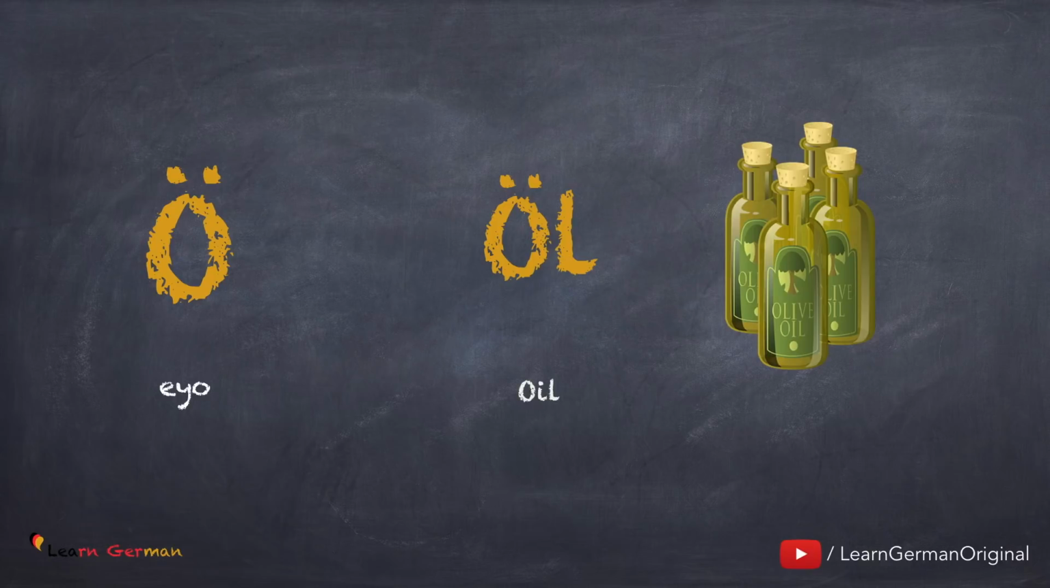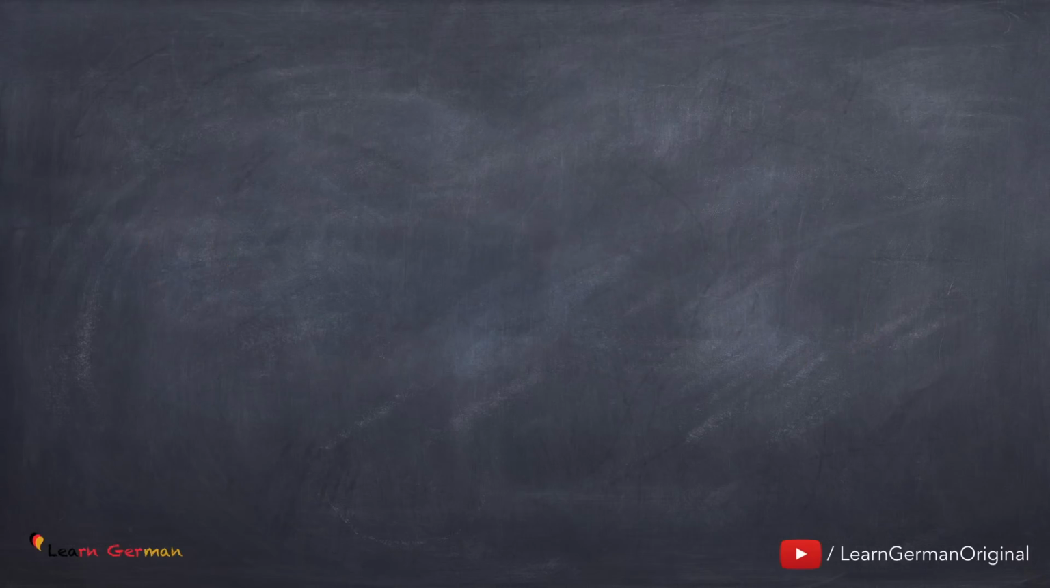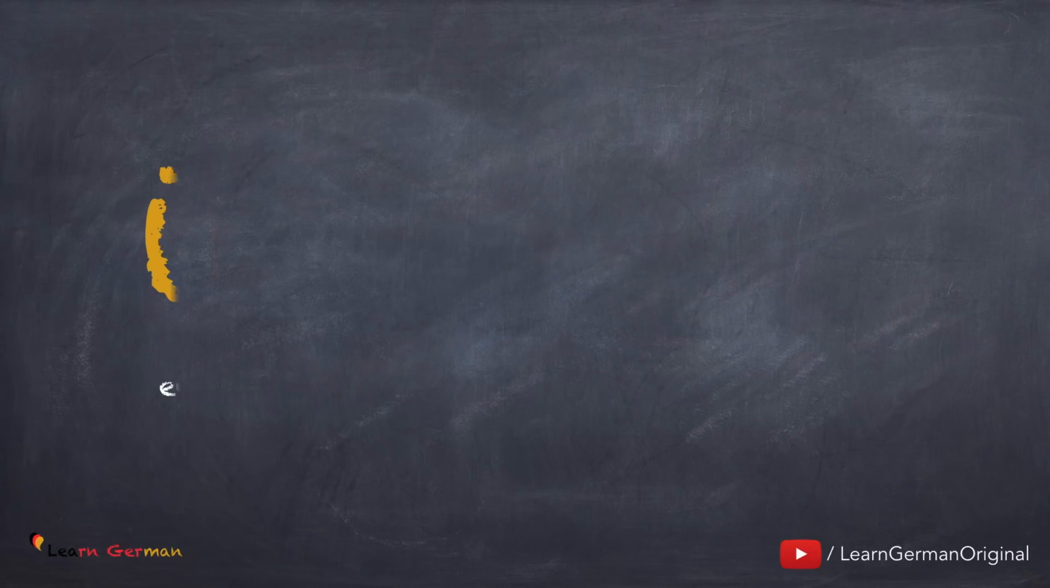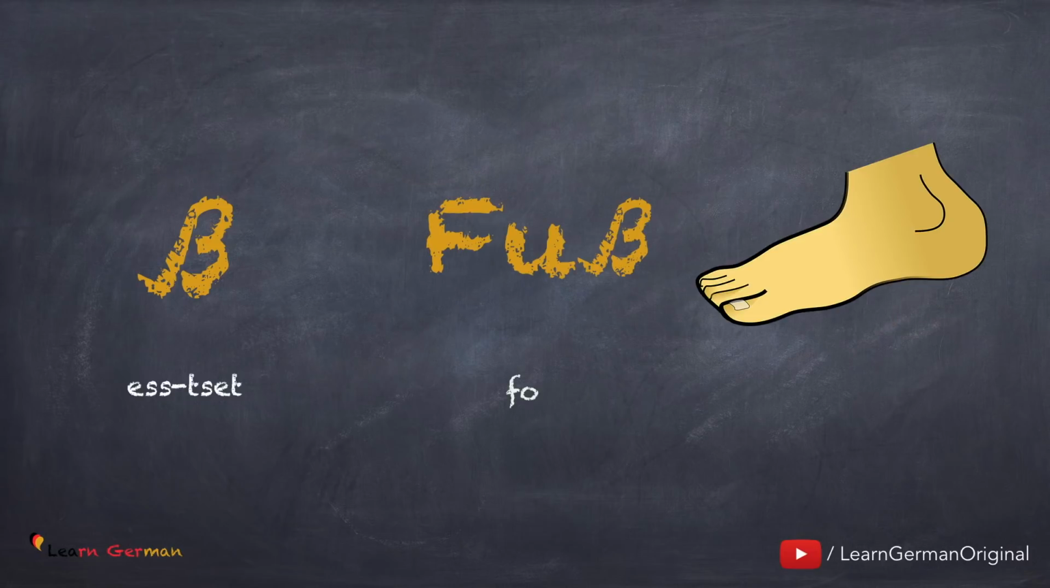Ö. Öl. And the next one is Ü. Übung. The umlaut is used only on these 3 letters. The last one looks like a beta sign. That is SZ. Fuß. It is the same as when you would bring 2 S together.